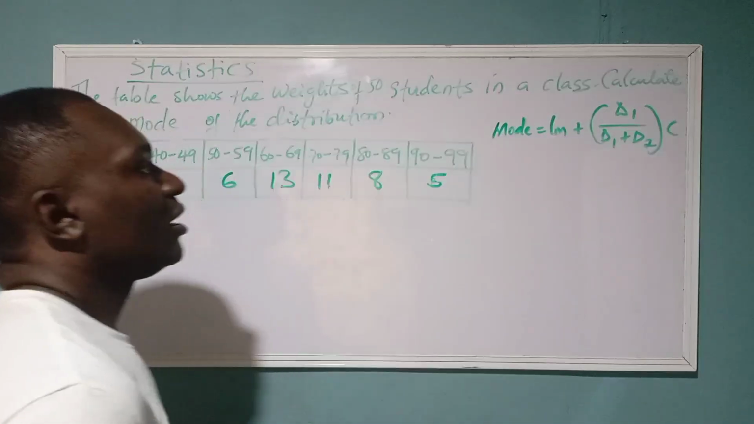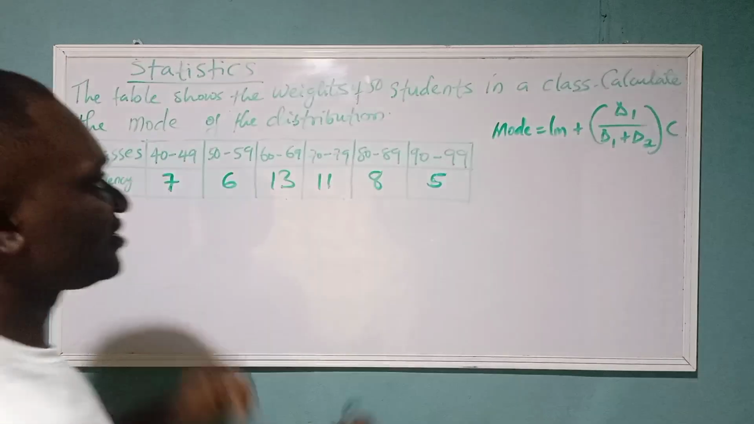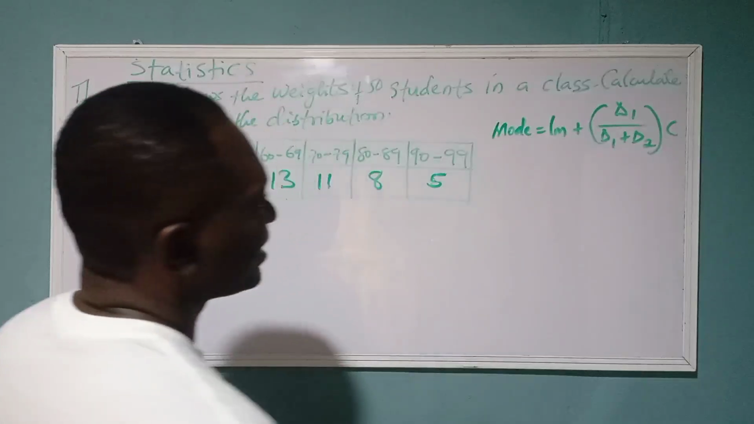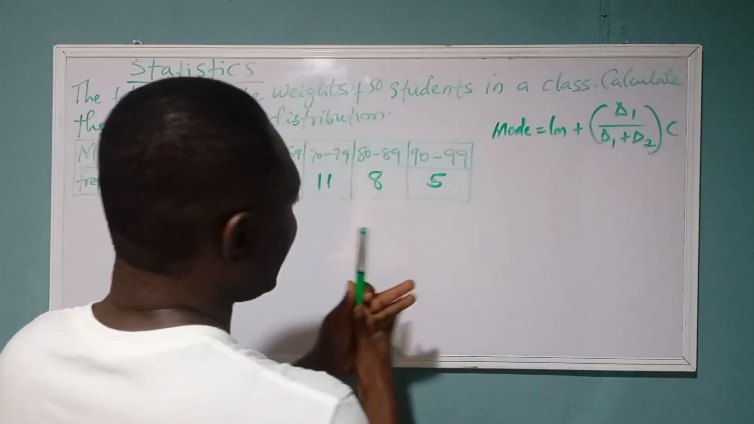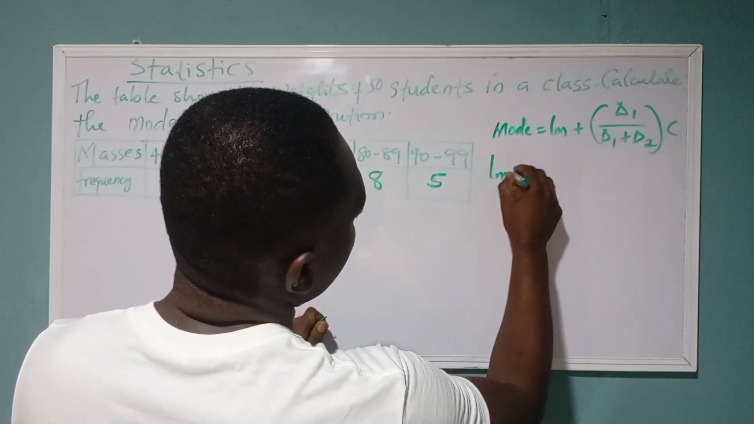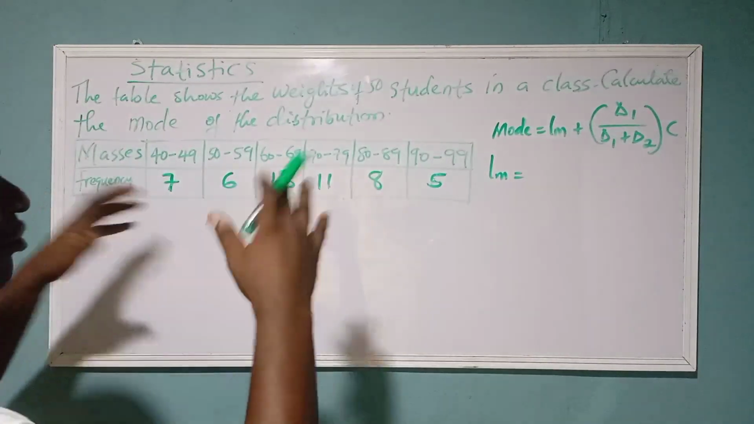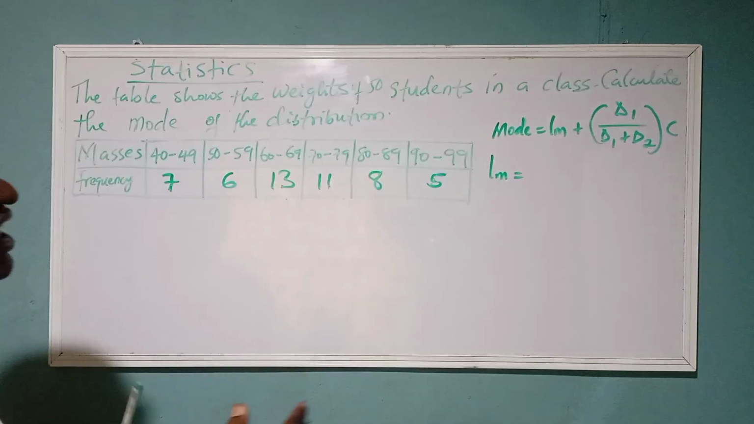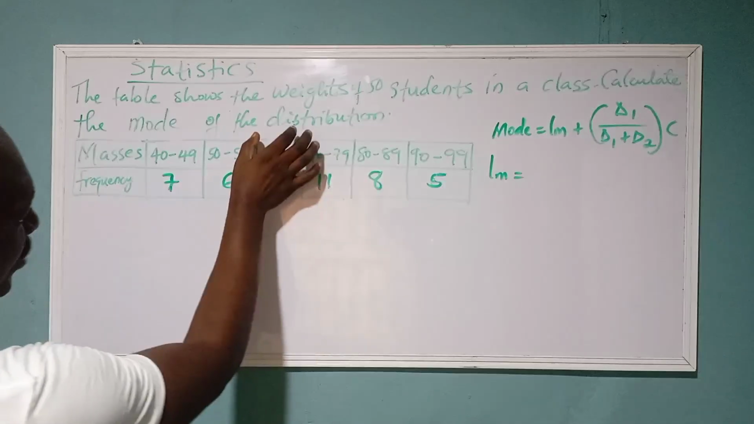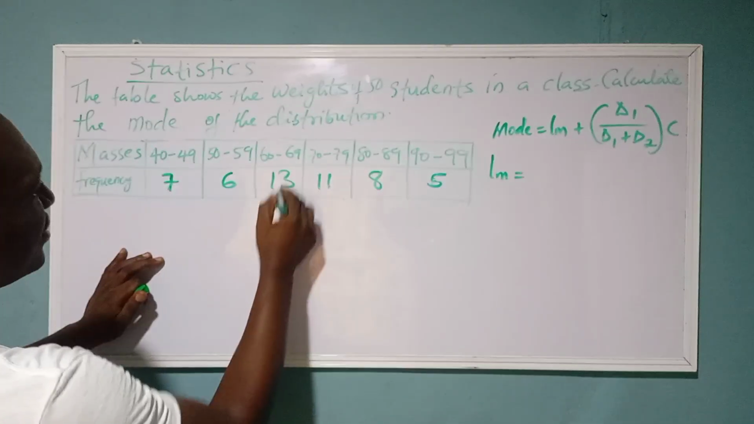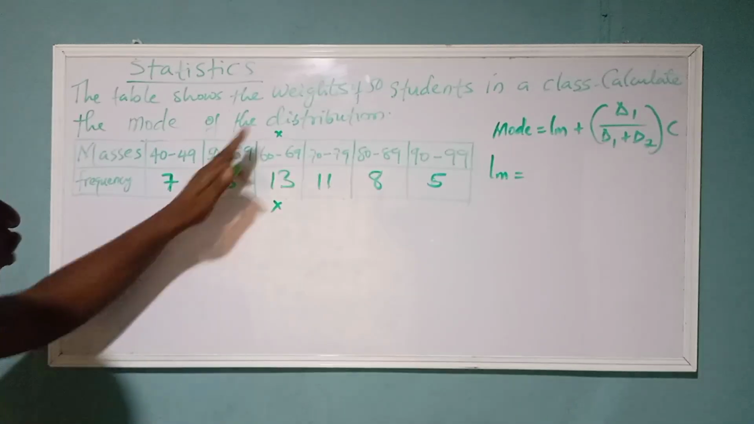Times C. All right, so what these values represent is very simple. Now, LM stands for the lower class boundary of the mode, the modal class, or the class with the highest frequency, which is this class, 60 to 69, right here.